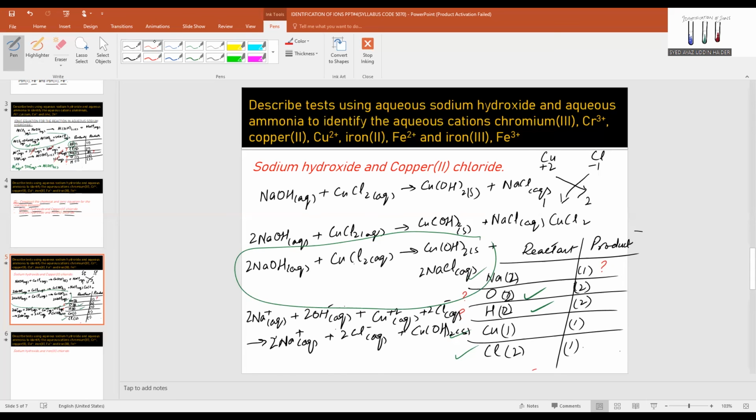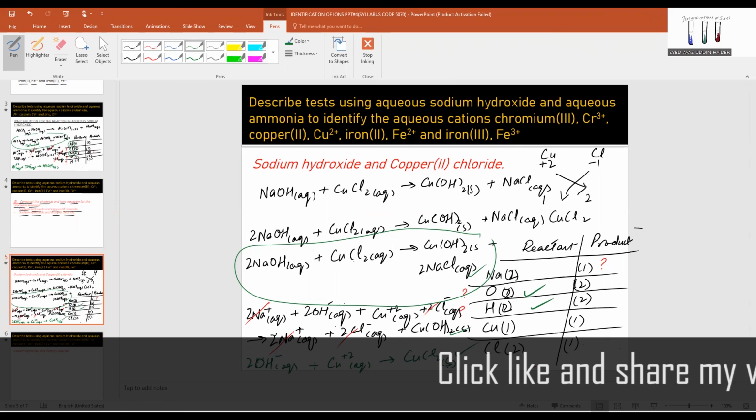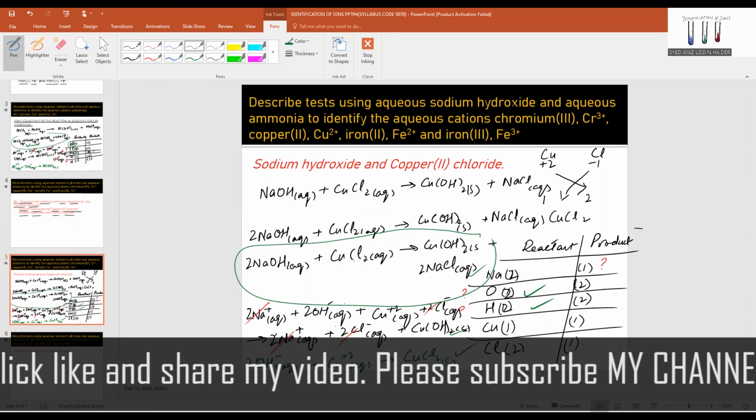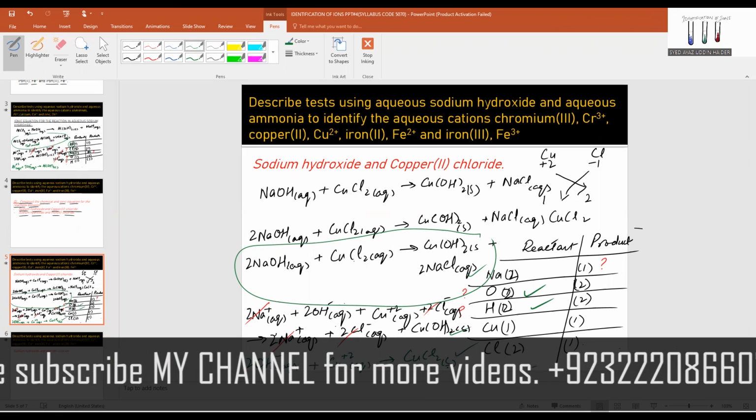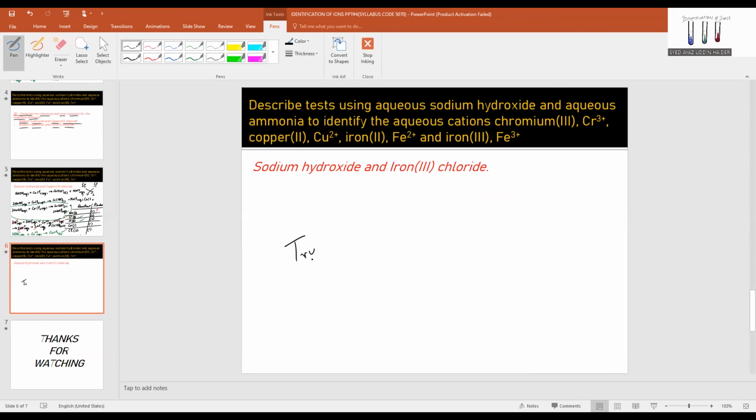Cancel out the spectator ions. In this, we have Na+ and Cl-. So the final ionic equation will be like this: 2OH- aqueous plus Cu2+ aqueous gives Cu(OH)2 solid. This will be the final ionic equation for this one. I want you to try this by yourself. If you need any assistance, just write in the comment box.